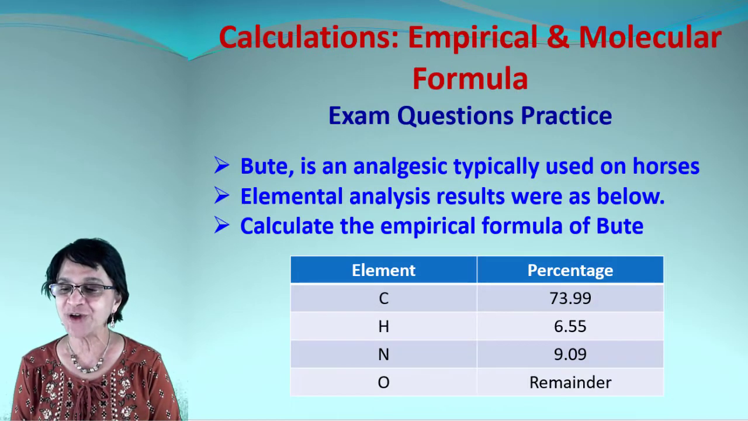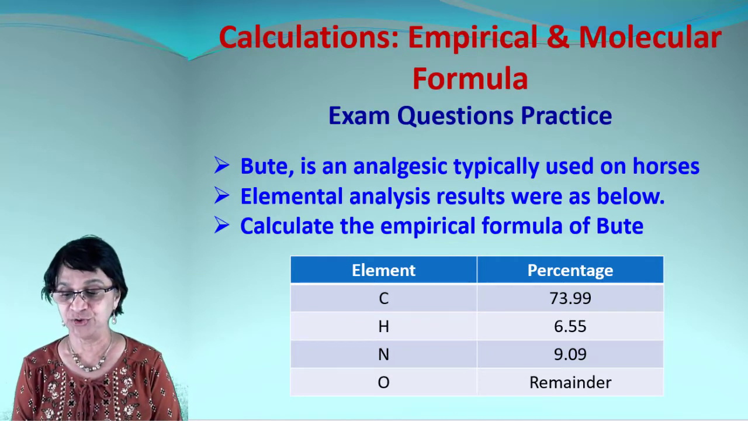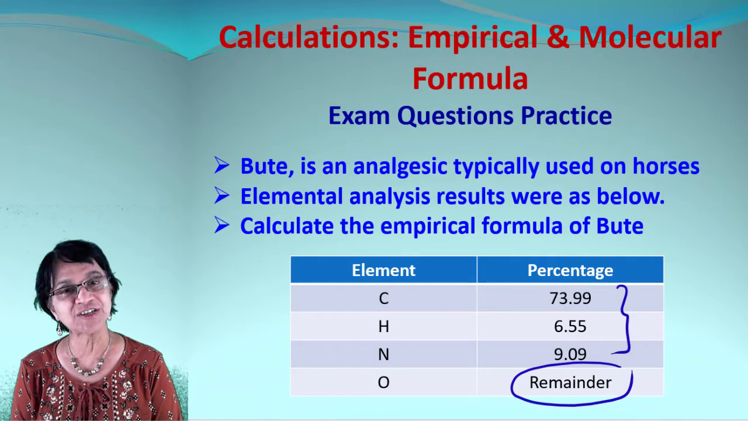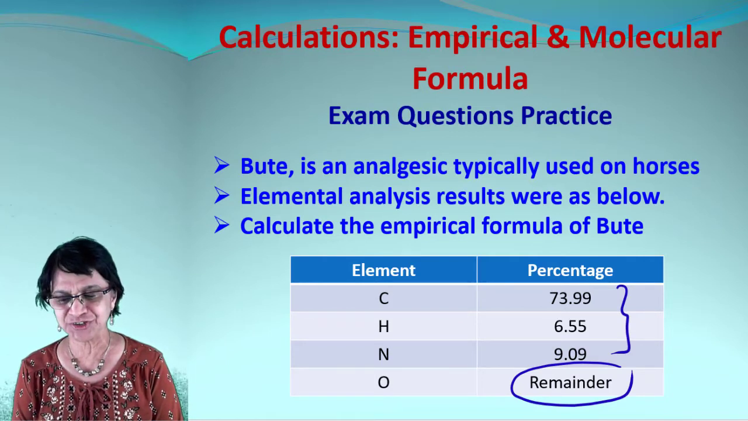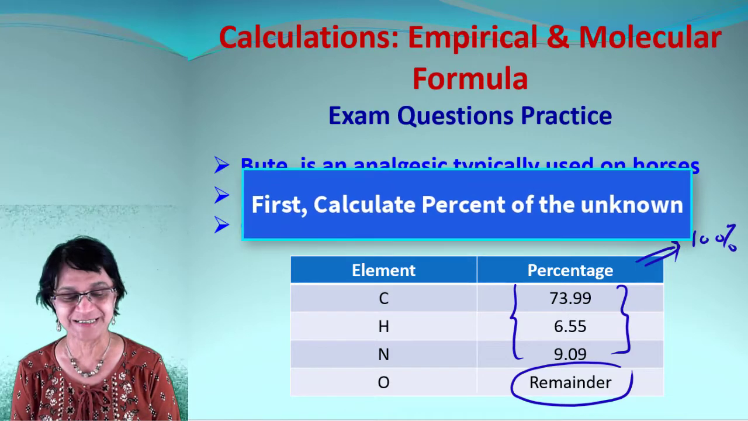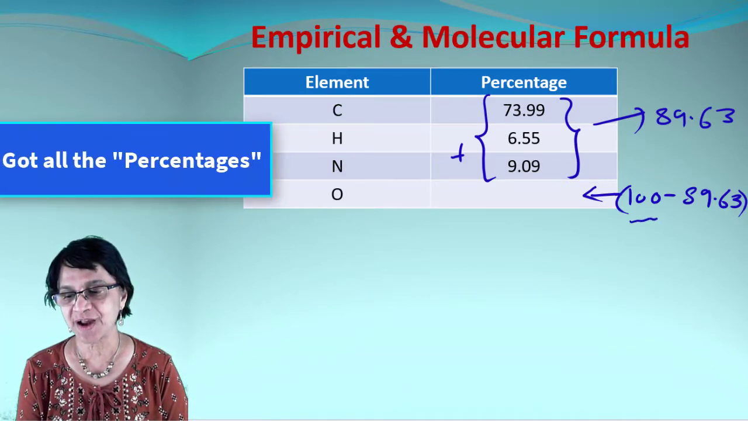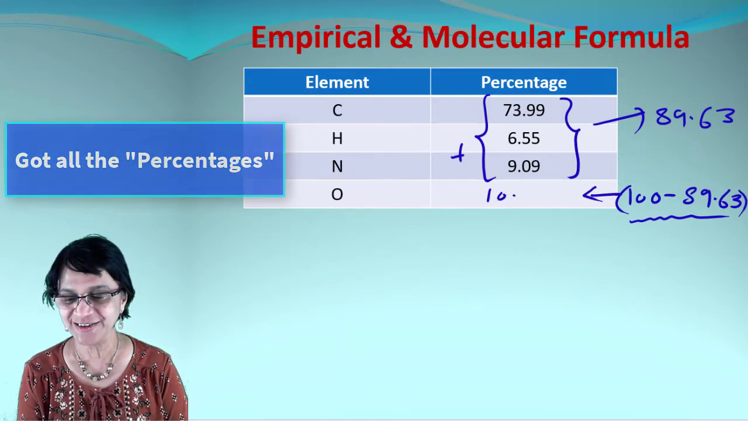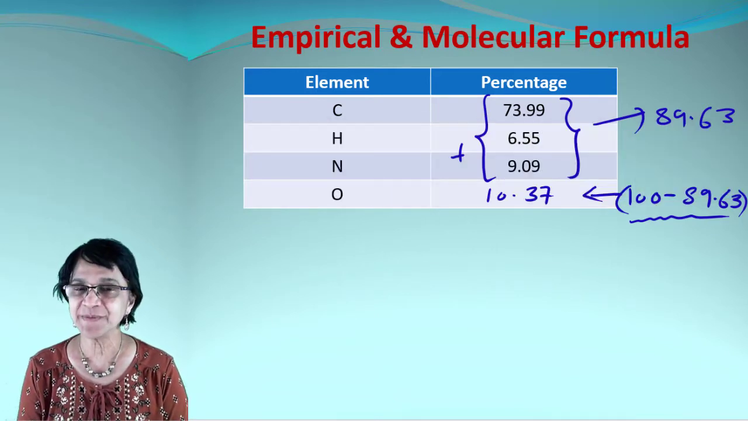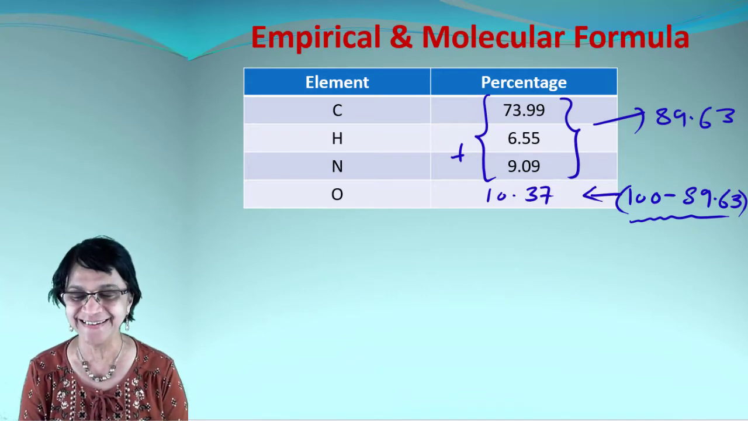In this problem, the elements carbon, hydrogen, nitrogen, and oxygen are given to you. We know the percent of these three, but we don't know the percent of oxygen. How do you find out? That should be simple. What's the total percentage? That must be 100%. So you add all these three percentages and you subtract from 100. So what do you get? We have 10.37% of oxygen.